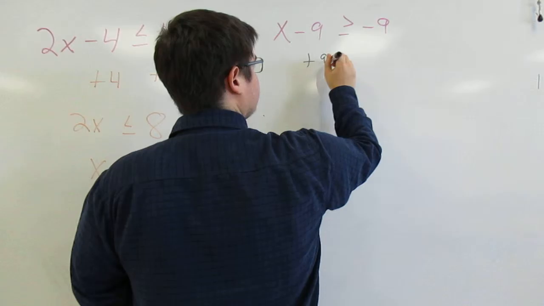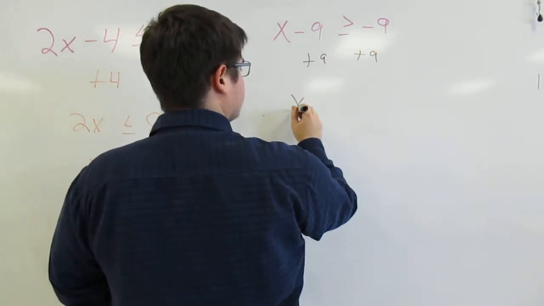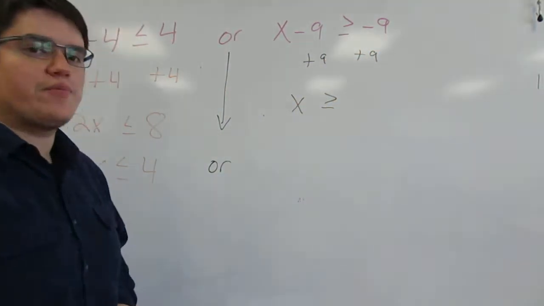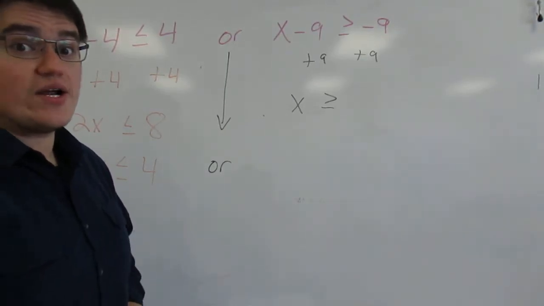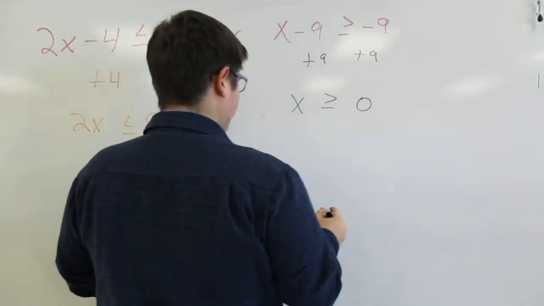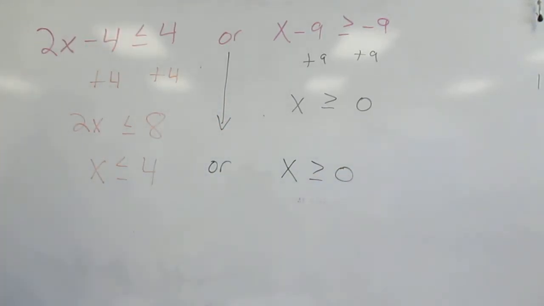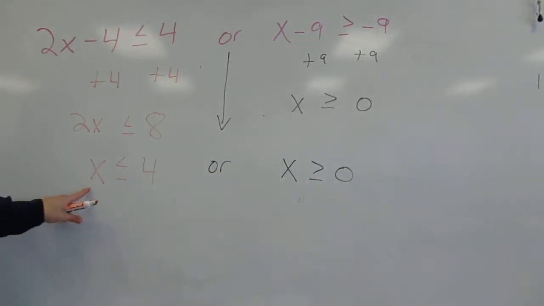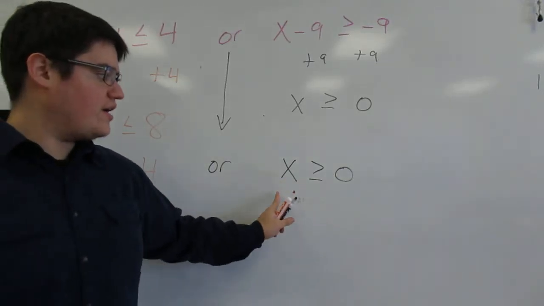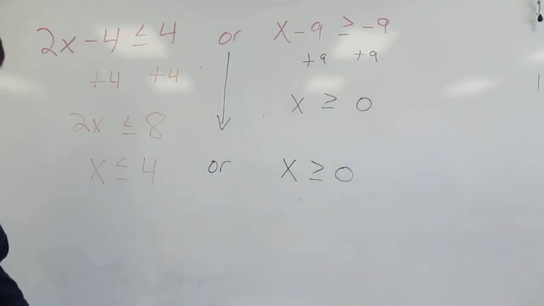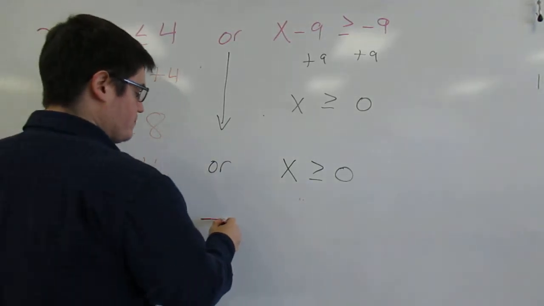Add 9. X is greater than or equal to negative 9 plus 9. Oh, 0. Okay, so X is greater than or equal to 0. So I'm saying x is less than or equal to 4, or x is greater than or equal to 0. Let's graph that out and see what happens.